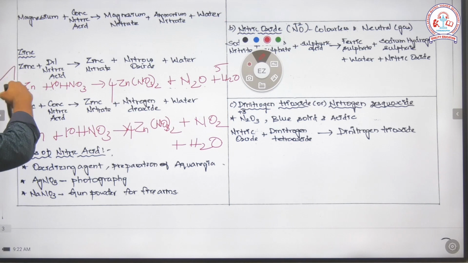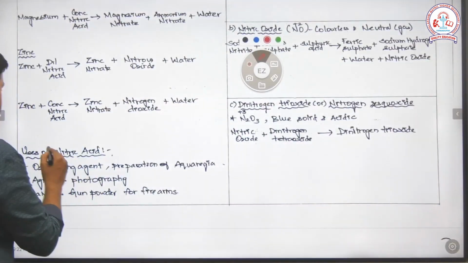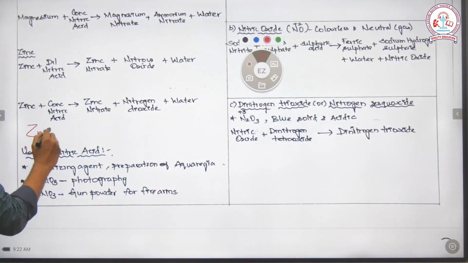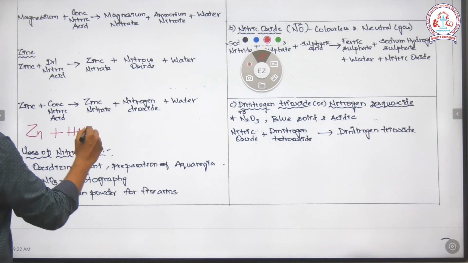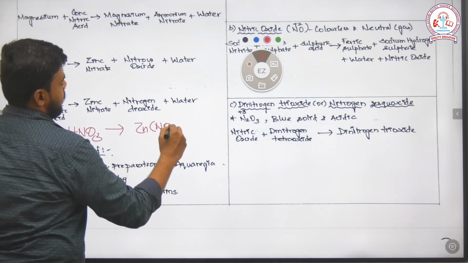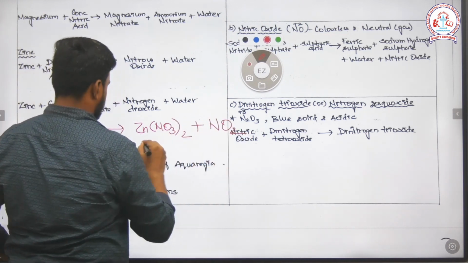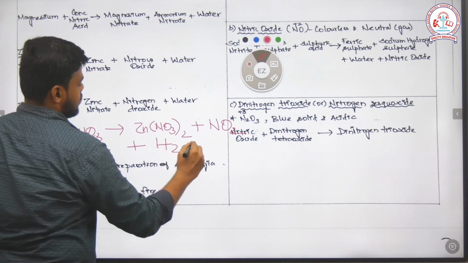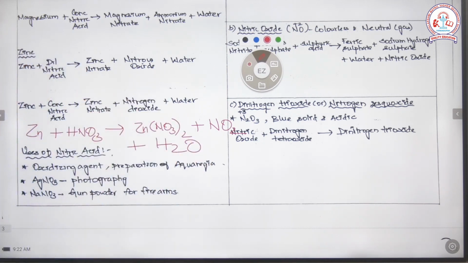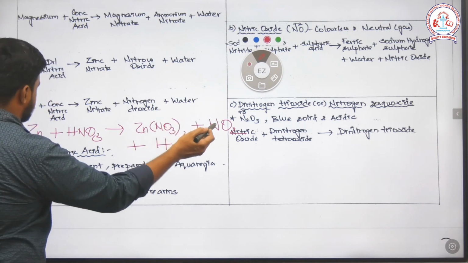The equation is balanced. This is fine. So this one, you need to check. It is not in the ratio of 4:10. Instead, zinc reacts with the concentrated nitric acid, giving zinc nitrate plus nitrogen dioxide plus water. So nitrogen here it becomes as 2 here, 2 plus 1, 3.